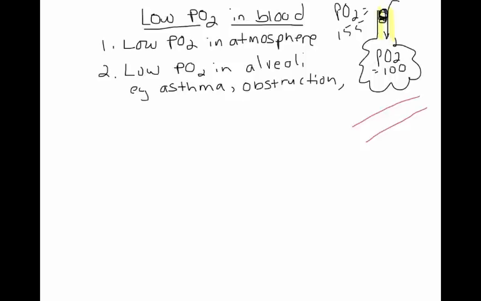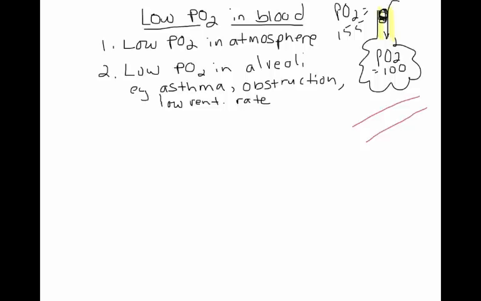And in fact, you could have a low ventilation rate too. That would be another reason. If, for example, you were on narcotics, and that happens often to people who are on narcotics. They will have a lower ventilation rate, which means they have a lower partial pressure of oxygen in their alveoli.